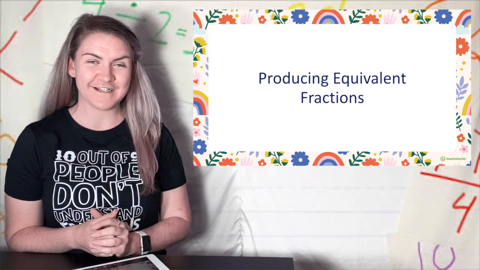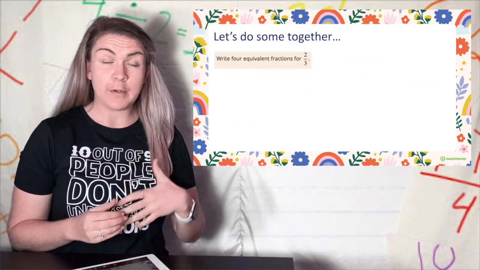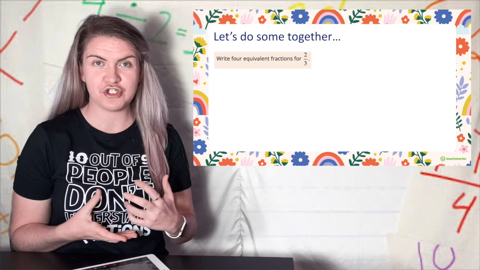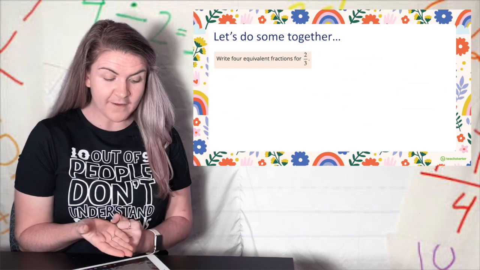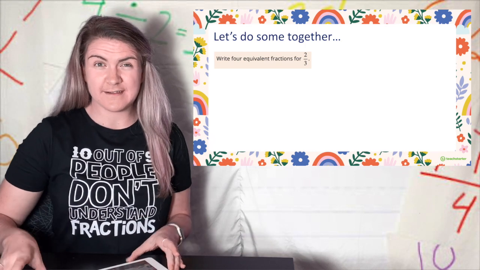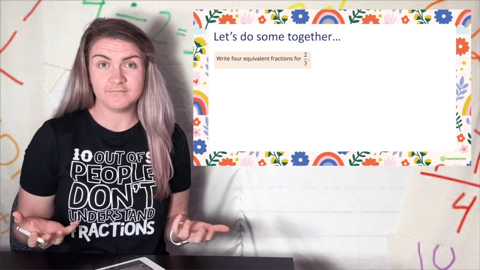All right, first up, let's look at creating equivalent fractions. An equivalent fraction is any time we've multiplied the numerator and the denominator by the same number. So here it says write 4 equivalent fractions. In this case, there's no really right answer. I've just got to times by the same number 4 times.